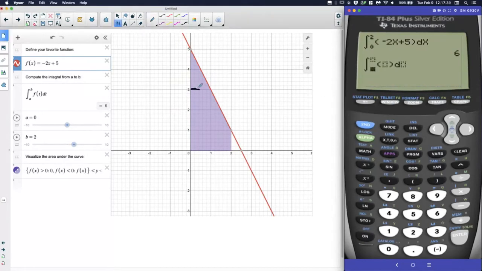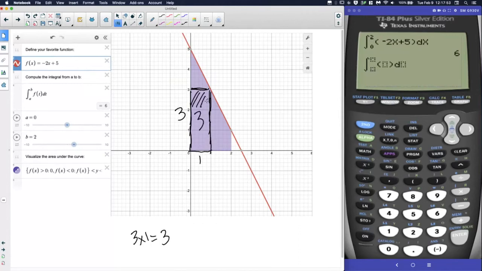Let's check that. Well, I've got this shape here. That is a rectangle. And this rectangle is 3 by 1. So 3 times 1 equals 3. That's the area right here, 3. And then let's see if we have another shape here. It's a square. Square is 1 by 1. So the area here is going to be 1. Then we have a triangle here.